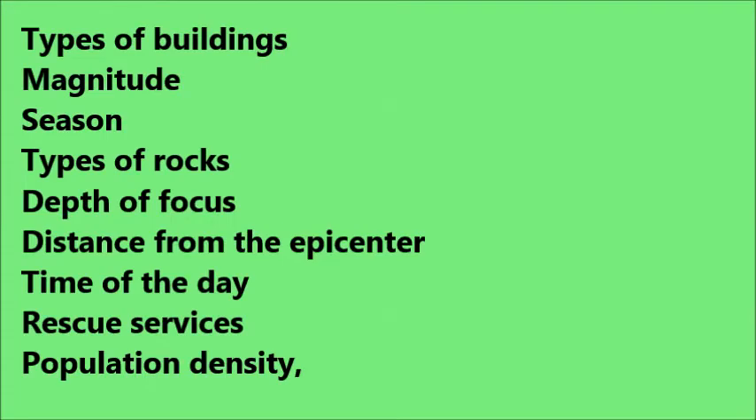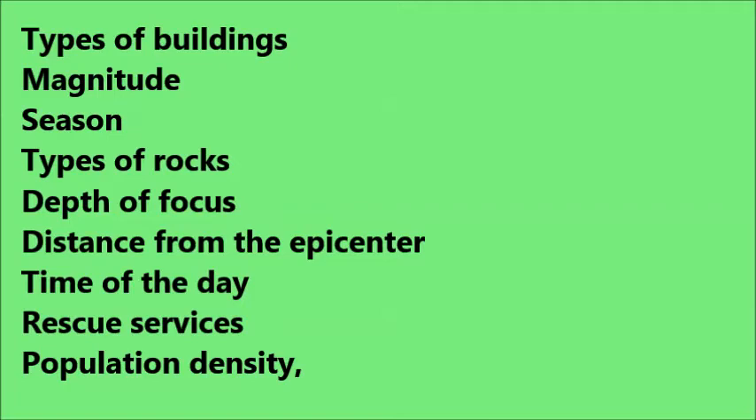These are the reasons why some earthquakes might cause more destruction than others of the same magnitude. If buildings are not made to resist earthquakes, there will be more destruction. If the magnitude is higher, that means the earthquake is very strong, and that of course will lead to more destruction. If an earthquake takes place in winter, most people are indoors, inside their houses, so that will lead to more deaths because they will be trapped in those buildings.